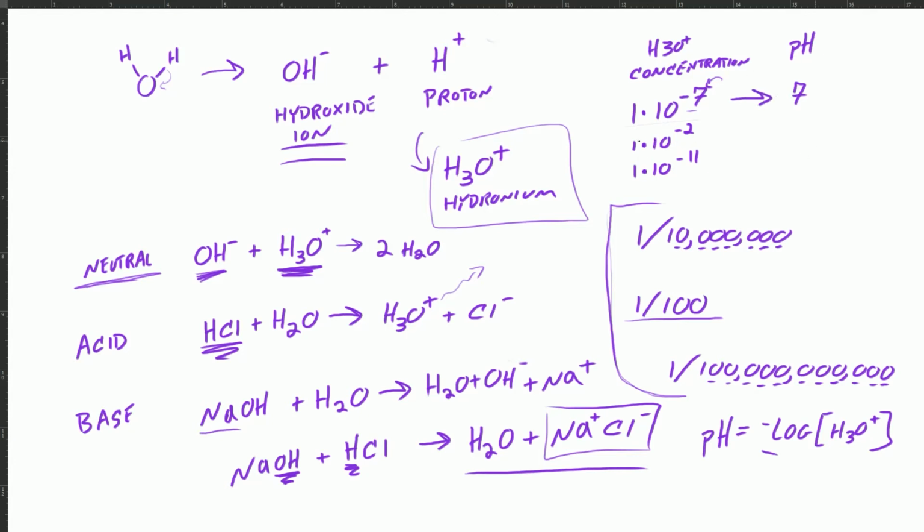Here, now that you saw that, you should be able to understand this one pretty fast. 1 times 10 to the negative 2, the pH would be 2. 1 times 10 to the negative 11, the pH would be 11. So, this is neutral, 7. This is acidic. Anything that is lower than 7 is acidic. And this is basic. Anything higher than 7 is considered basic.